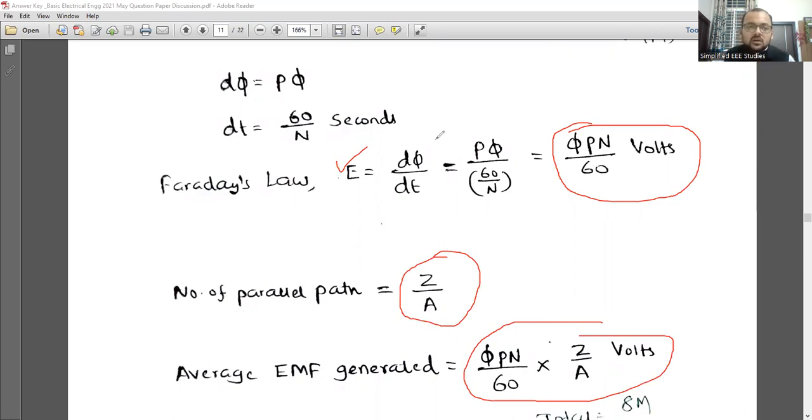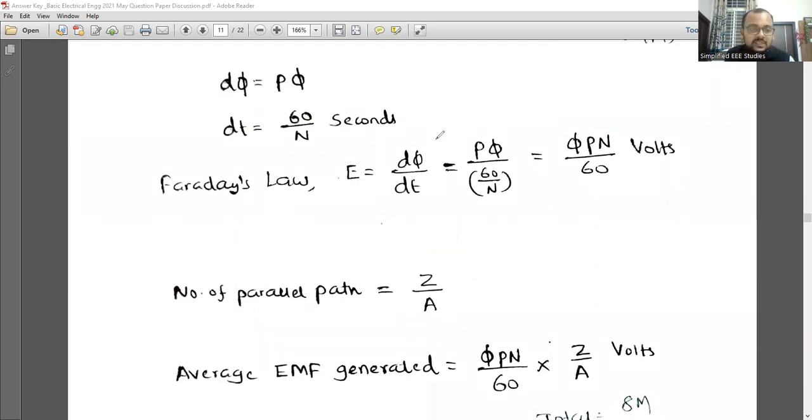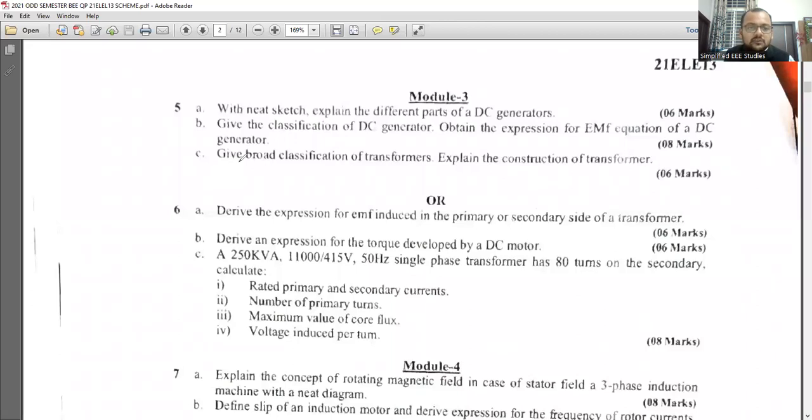Okay. Moving ahead, I'll be discussing 5C. Give broad classification of transformers. Explain the construction of a transformer. You know, a transformer is a static device. A transformer also operates based on Faraday's law, that is, you can specifically say mutual induction. There are two types of induction, self-induction and mutual induction. So for a transformer, mutual induction applies.